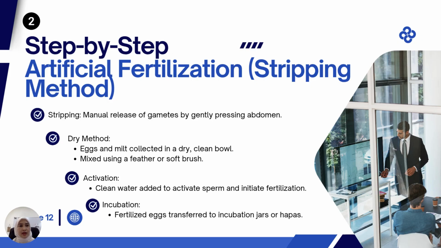So we have dry method where the eggs and milt are collected in a dry, clean bowl, mixed using a feather or soft brush. And for activation, we could use clean water added to activate sperm and initiate fertilization. And also incubation, fertilized eggs transferred to incubation jars or hapa. This is also explained in the previous slide.